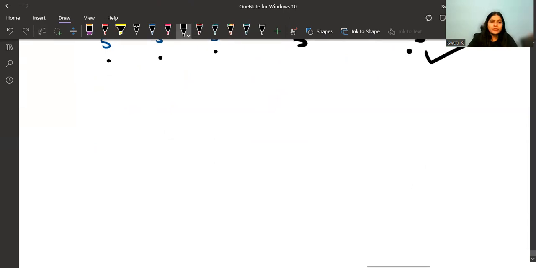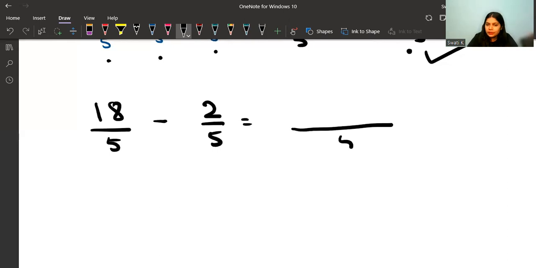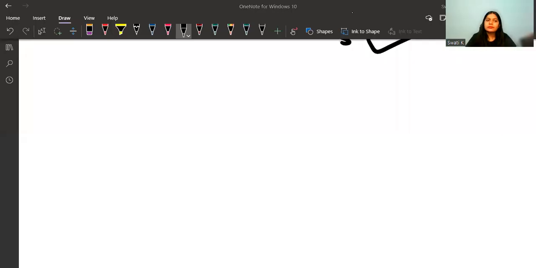Let us do the subtraction also. It's very straightforward. For example, we have 18 by 5 minus 2 by 5, right? So again, you have to keep the denominator as it is. And now we will subtract the numerators. So 18 minus 2 is 16. So it is 16 over 5. Okay. All right. So this way we can add and subtract like fractions.